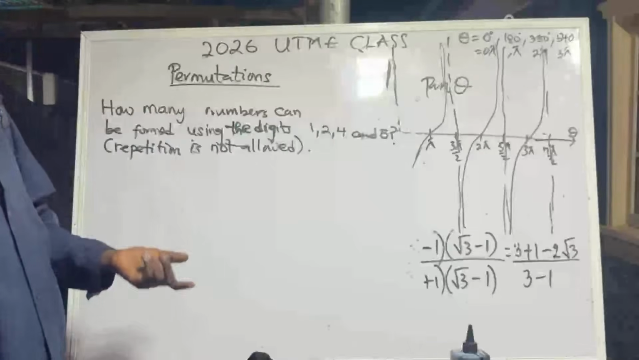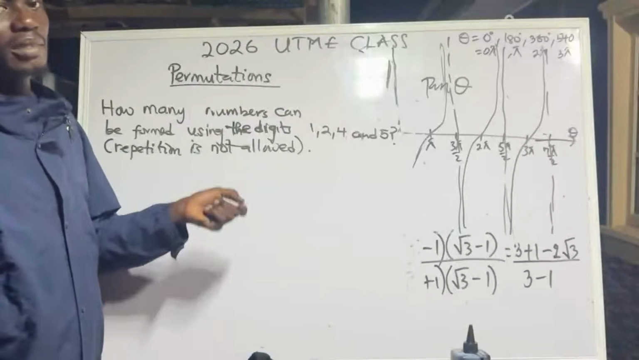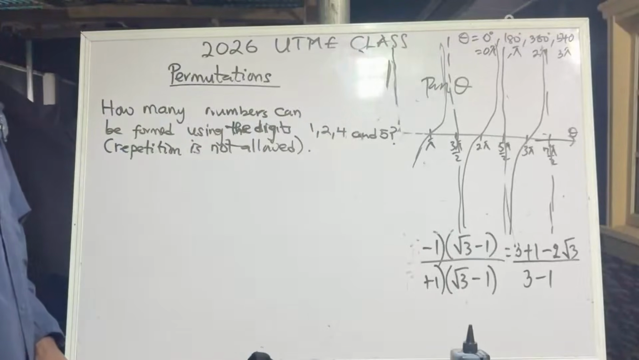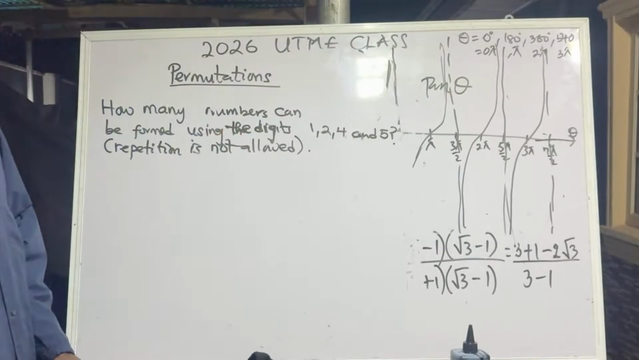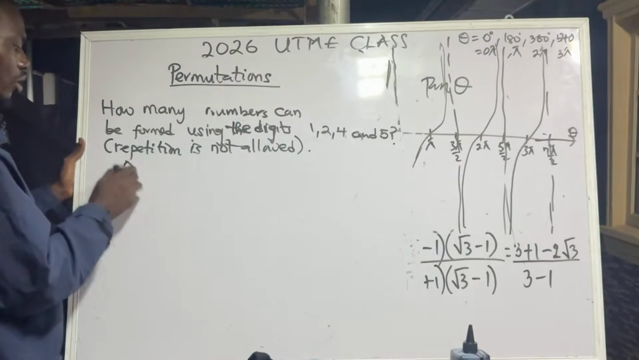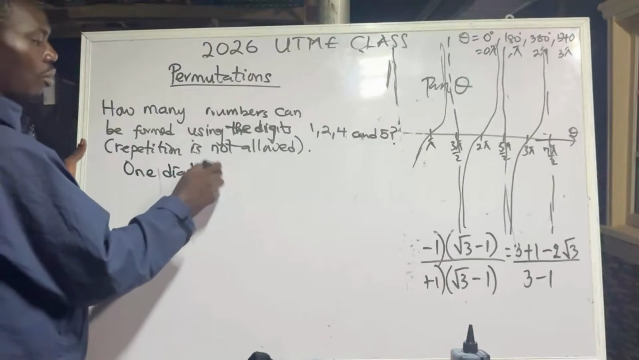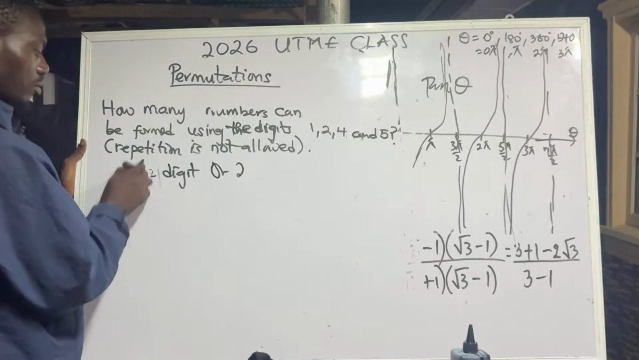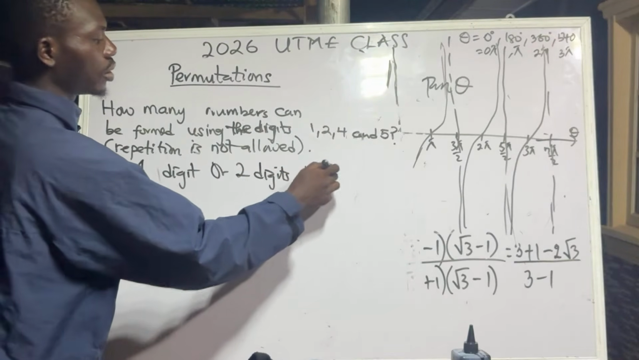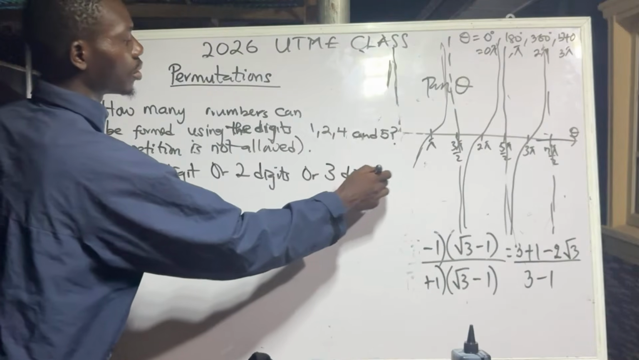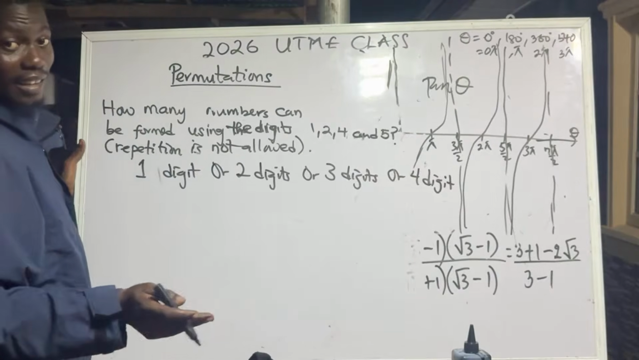So definitely it can be 1 digit, it can be 2 digits, it can be 3 digits, it can be 4 digits, but can it be 5 digits? No. Why? Because I only have 4 digits. So either it is a 1 digit number, or 2 digits, or 3 digits, or 4 digits. And in logic, or let's say in set, it means what?